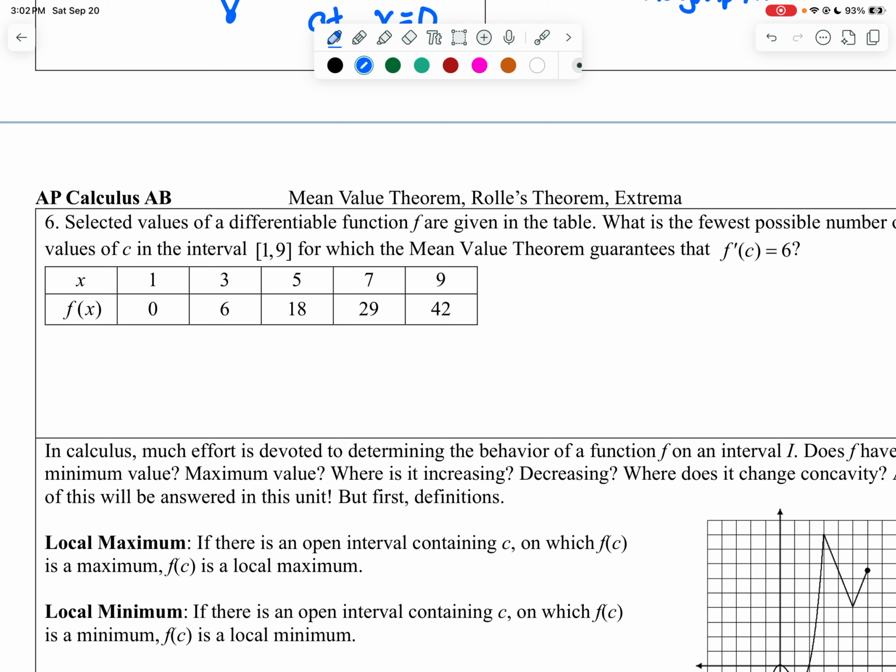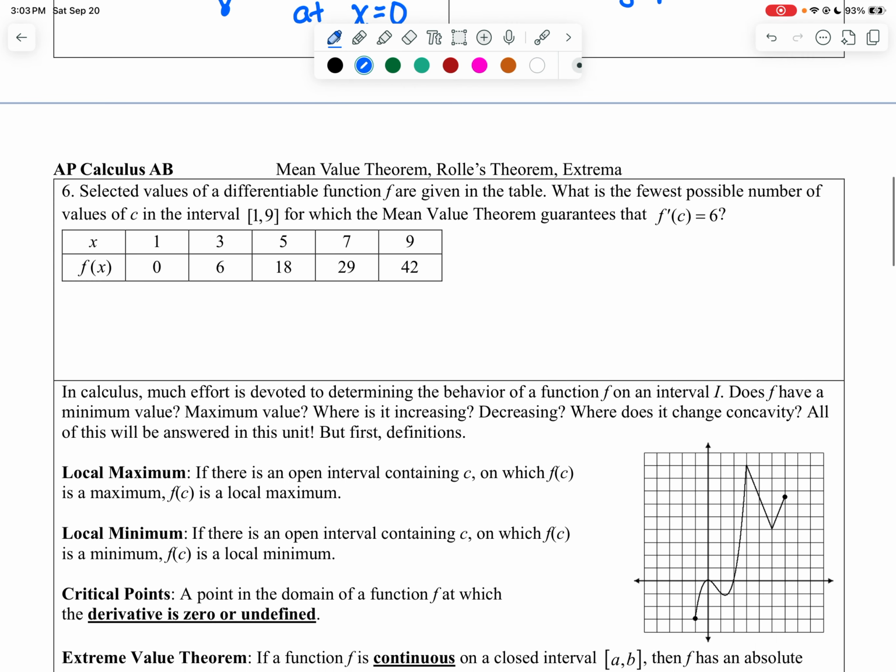All right, and then sometimes you might be given a table of values. So in this case, we are given this table right here. And we want to see for which intervals the mean value theorem guarantees that f prime of c is equal to 6. So we want to see when the instantaneous rate of change is equal to 6. So we want to look at the average rate of change here. Now, if you look at this, there's going to be 3. Figure out what those 3 are, and then play back the video.